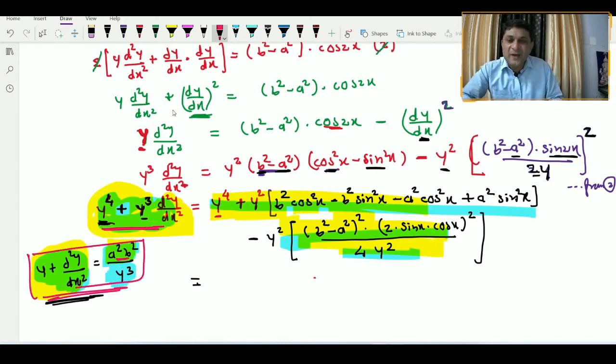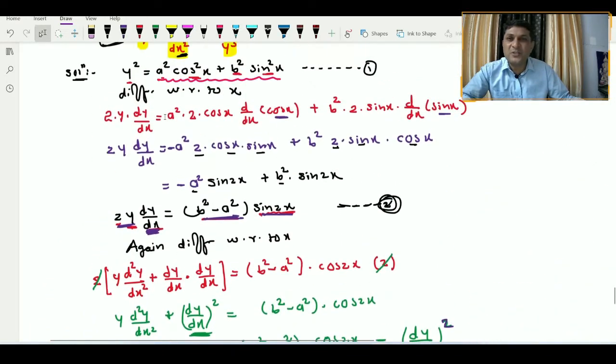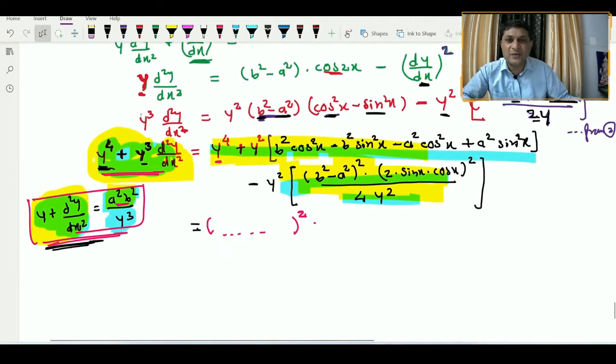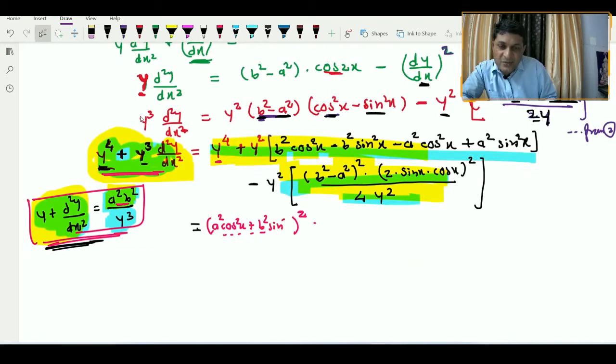Now observe here, this y raised to power 4, can I write it as square of y square? Yes, it can be written as square of y square. The other square as it is. Now here we will substitute the value of y square, and what is the value of y square? Observe here from equation number first, we can say that y square is equal to a square cos square x plus b square sin square x. So replace y square by a square cos square x plus b square sin square x.